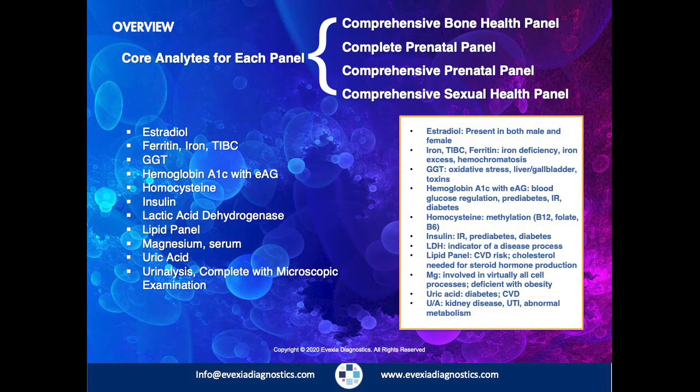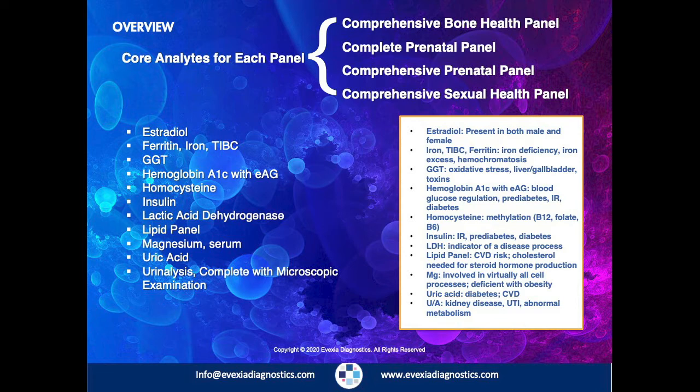So now I want to take a look at the remaining core analytes as it relates to the bone panel, the prenatal panels, and the sexual health panel. First, as you see, is estradiol. It's important to know that estradiol, estrone, and estriol are collectively known as estrogen or the estrogens. And the primary function of the estrogens is to cause cellular proliferation and growth of tissues of the sex organs and other tissues related to reproduction. Now, the estrogenic potency of estradiol is 12 times that of estrone and 80 times that of estriol, making estradiol the major estrogen.